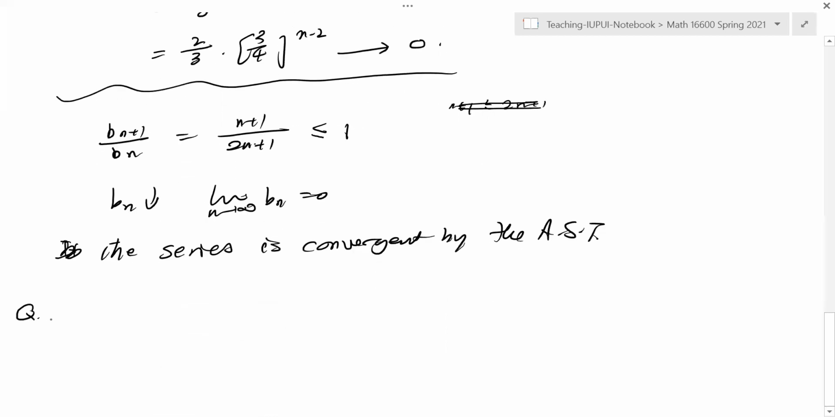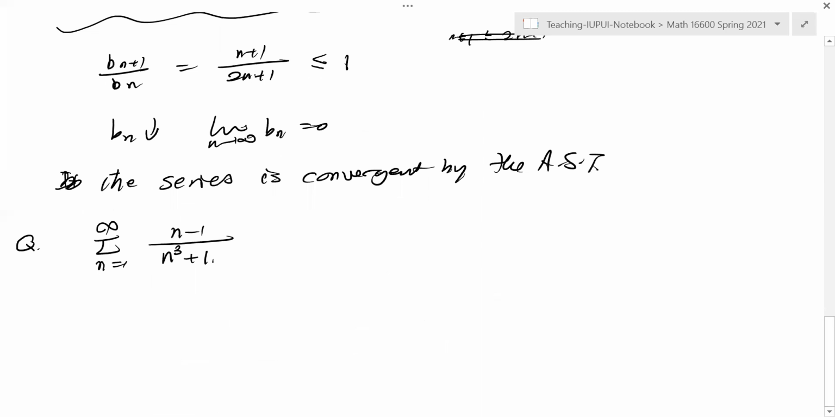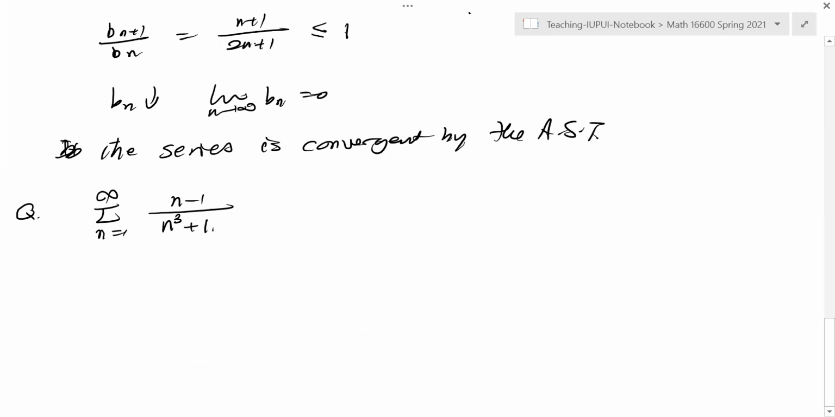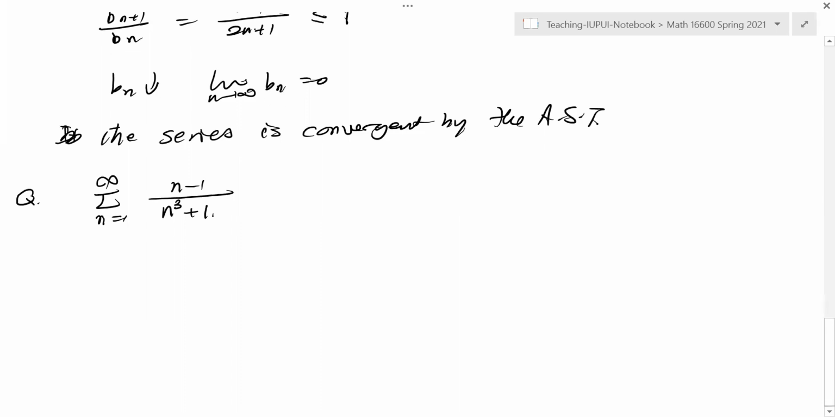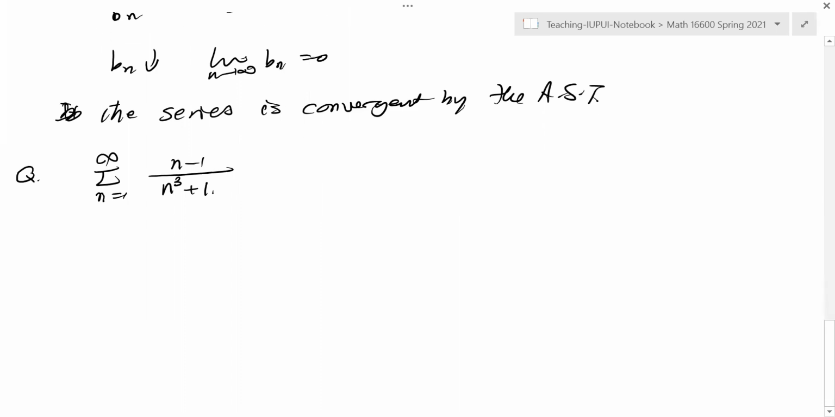Let's take a look at the next problem. Every time I give you a minute to think about it. So look at this one. I know you can solve the problem, test for divergence or convergence. The question is how many methods you can use to prove it is convergent, for example. You think about what the possible ways to solve the problem are.